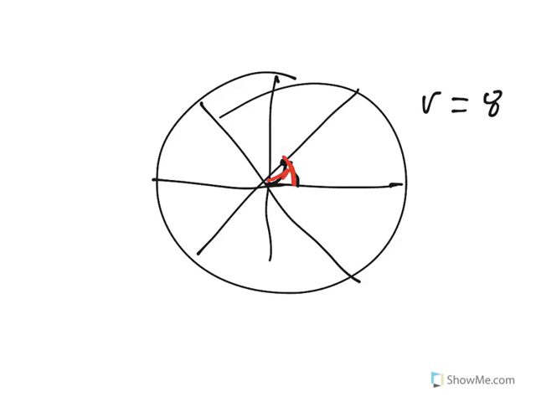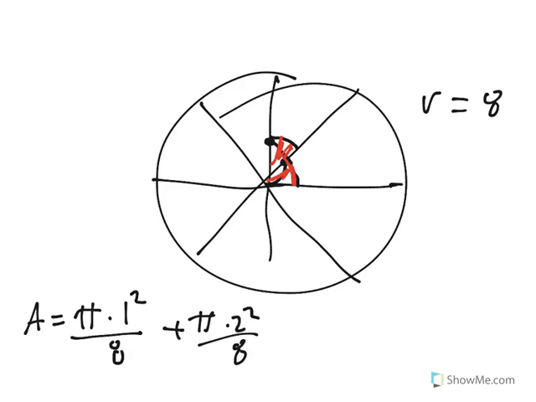and the area of that sector is pi times 1 squared divided by 8. Because if it were a whole circle, it would be pi times 1 squared, but it's not the whole circle. So when my curve hits the second spoke here, I make this sector here. That little piece is pi times 2 squared over 8. And this pattern would continue.